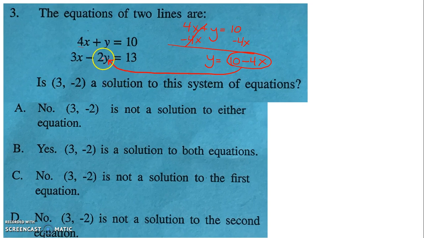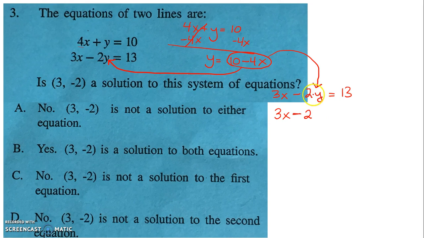So this is 2 times y. I just want to make sure everyone understands that. So in that second equation, I would now have 3x, because the second equation was 3x minus 2y equals 13. I solved my first equation for y, and now I get to shove 10 minus 4x in place of the y, substitute it in. So I keep my minus sign, I keep my 2.